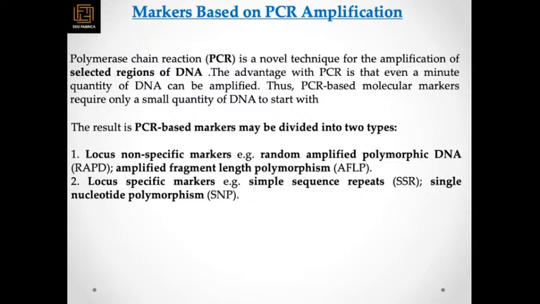It's amplified fragment length polymorphism for AFLP, and for RAPD it is random amplified polymorphic DNA. For the locus-specific ones, there are SSRs and SNPs, that is simple sequence repeats and single nucleotide polymorphisms. We will deal with all of them, each by each.